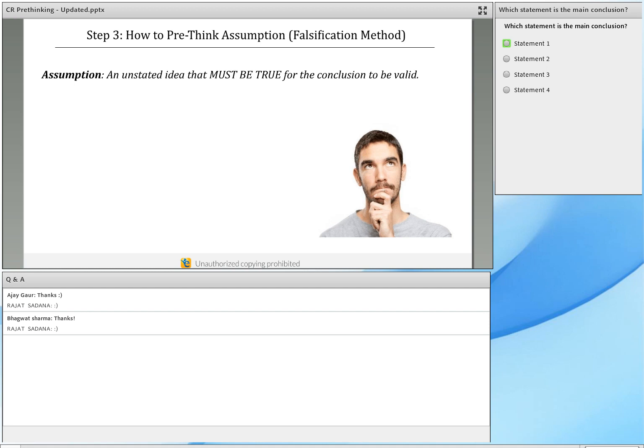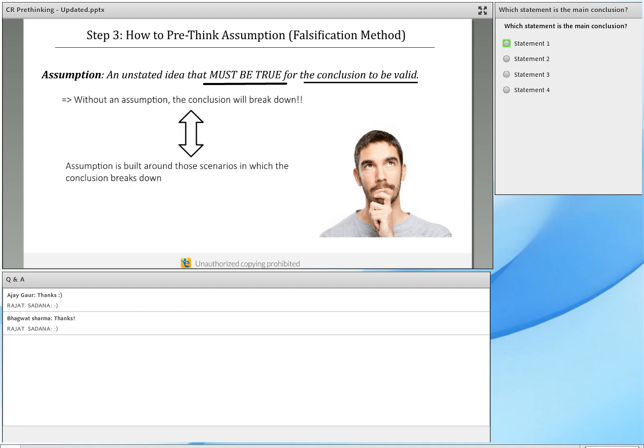The pre-thinking question comes right from the very definition of what an assumption is. What is an assumption? An assumption is an unstated idea that must be true for the conclusion to be valid. Or in other words, an assumption is required for the conclusion to be valid, which means that without the assumption, the conclusion will break down. So as I mentioned earlier, that assumption is that essential pillar that keeps the conclusion, which was the roof of the house, upright. So where would you put that essential pillar if you were to build a house and you want to keep the roof upright? You'd put the essential pillar where the roof is likely to break.